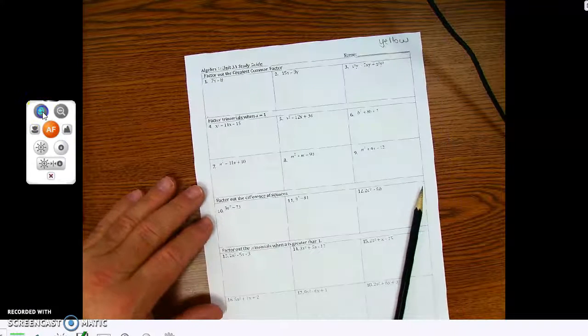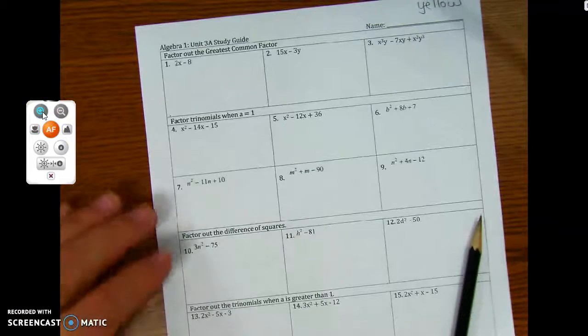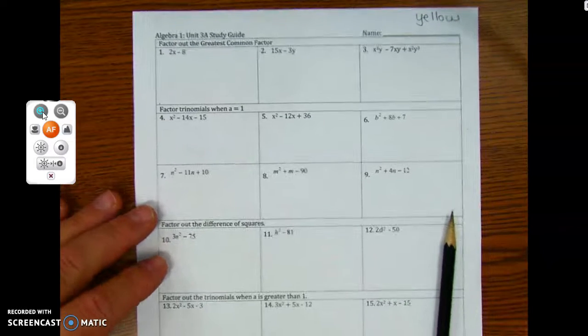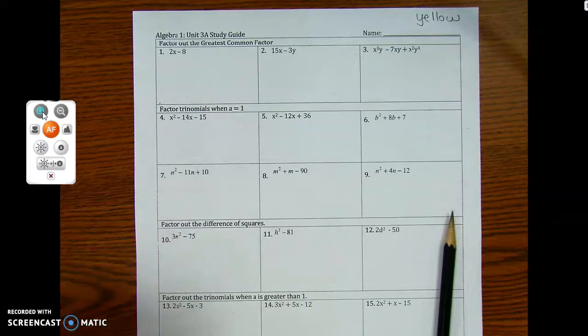All right, everybody, it's Friday afternoon, 2:30. We have found out that we're not coming to school next week. I am going to go over all the questions on the study guide. I will have class on Tuesday and Wednesday of next week.